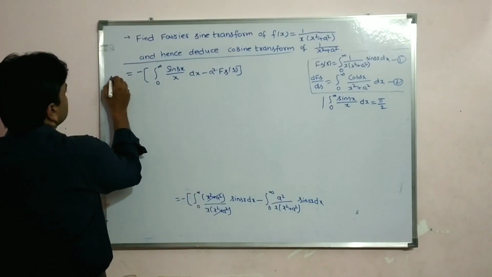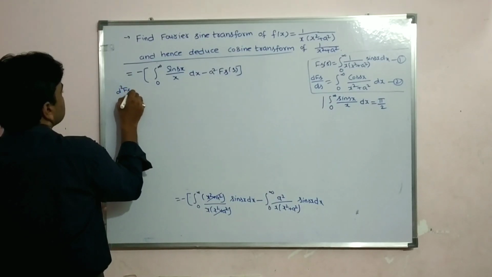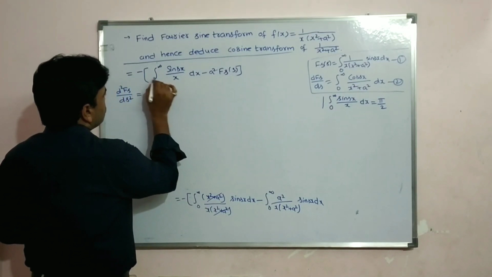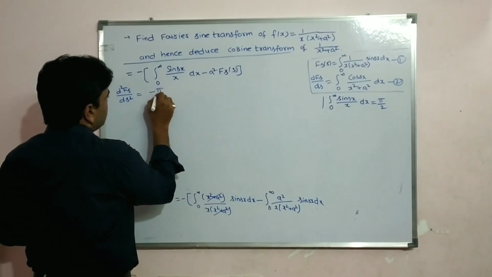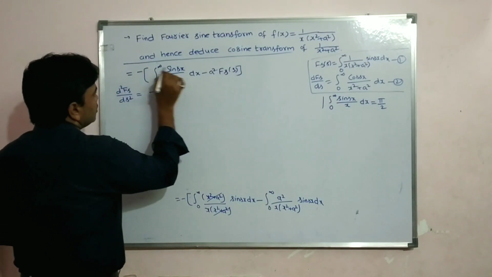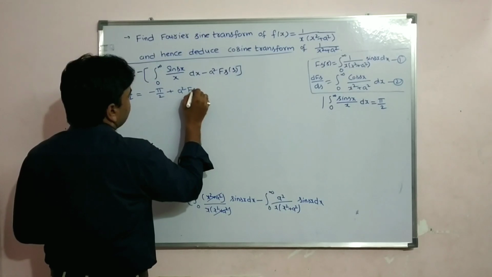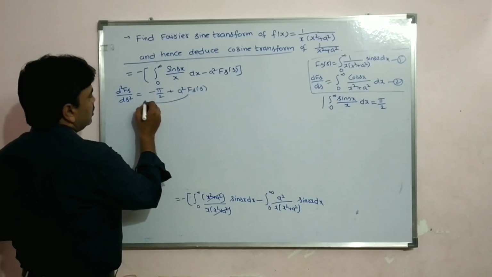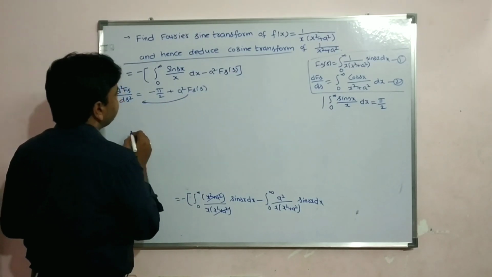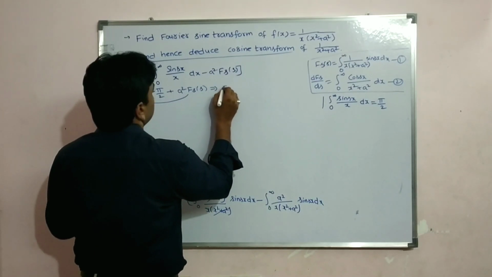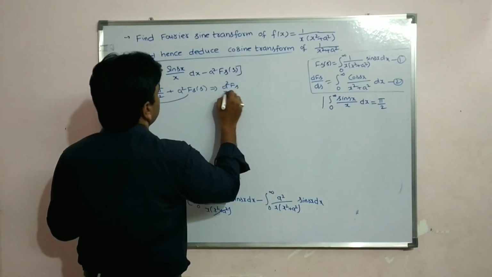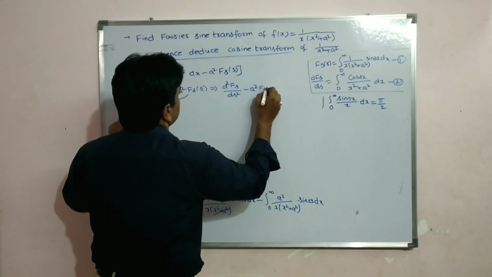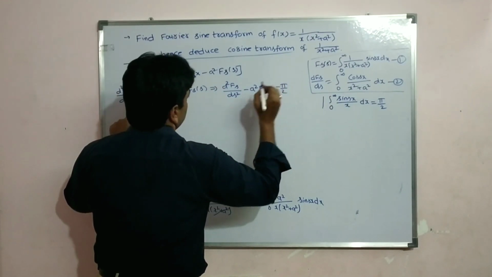So this value is d²F/ds², that is equal to, this value is π/2, so multiply with minus. So minus π/2, minus into minus plus a² F(s). Now you transpose to the left hand side, we get here d²F/ds² minus a² F is equal to minus π/2.